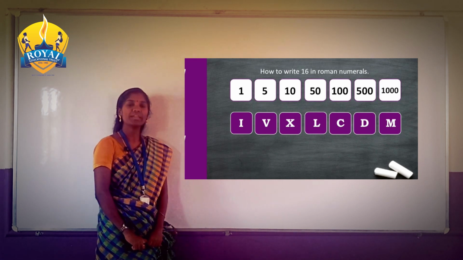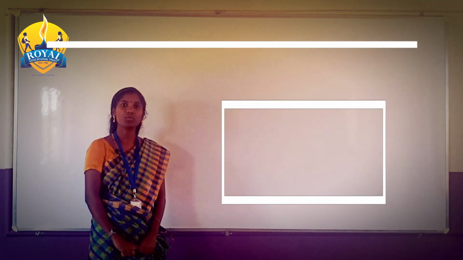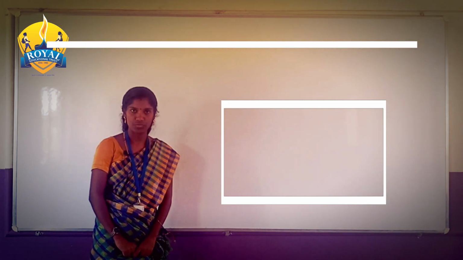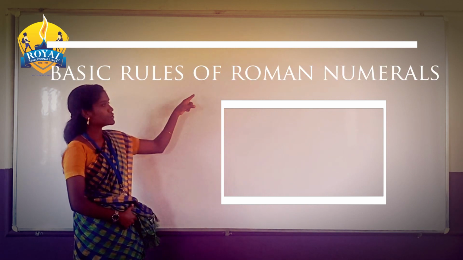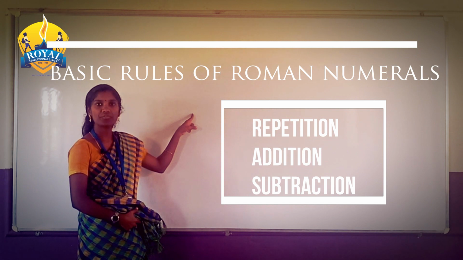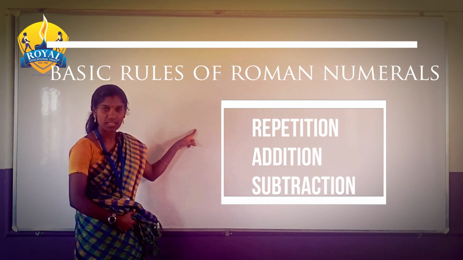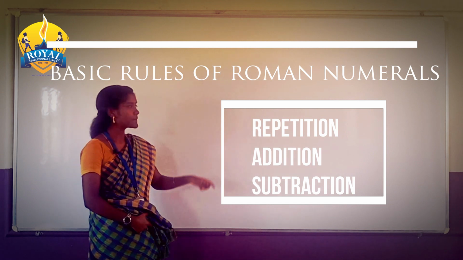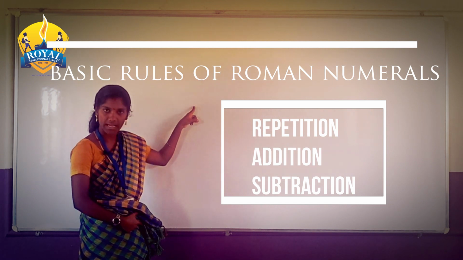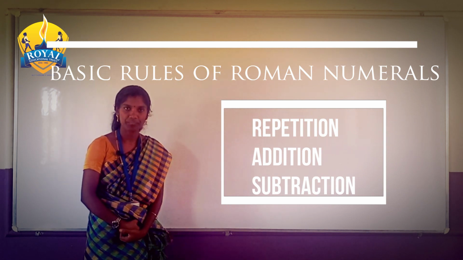3 basic rules are used in the Roman numerals. How many rules? 3 basic rules. That is the rule of repetition, the rule of addition, and the rule of subtraction.